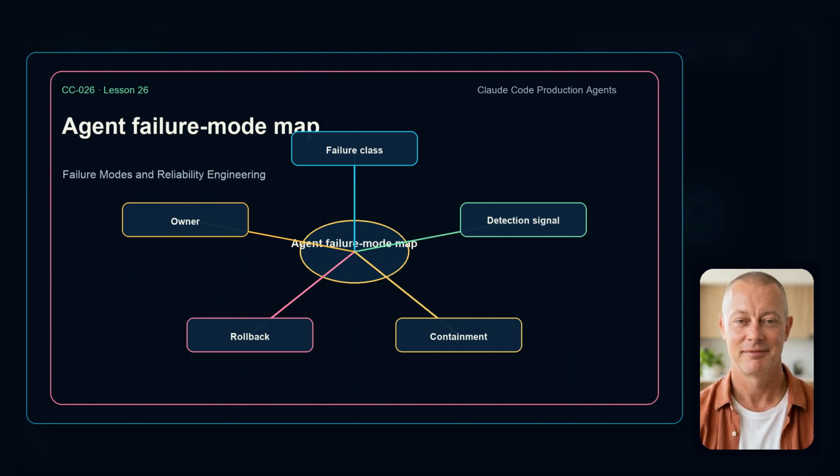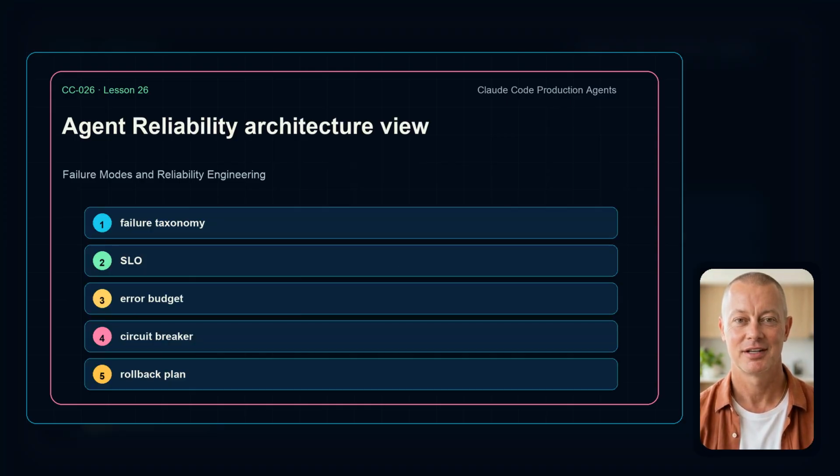The visible artifact is the agent failure mode map. It has 5 parts: failure class, detection, signal, containment, rollback, owner. Those parts turn an abstract concern into a concrete review conversation.